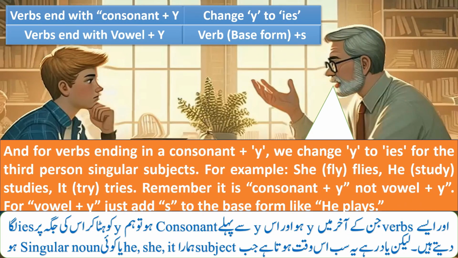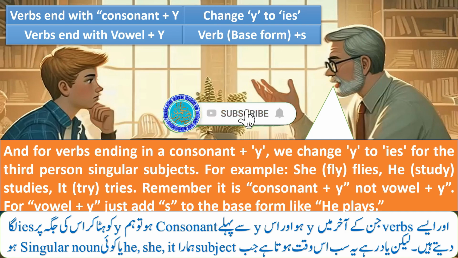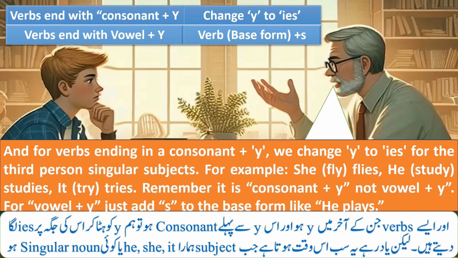And for verbs ending in a consonant plus y, we change y to ies for the third-person singular subjects. For example, she, fly, flies. He, study, studies. It, try, tries. Remember, it is consonant plus y, not vowel plus y. For vowel plus y, just add s to the base form, like he plays.